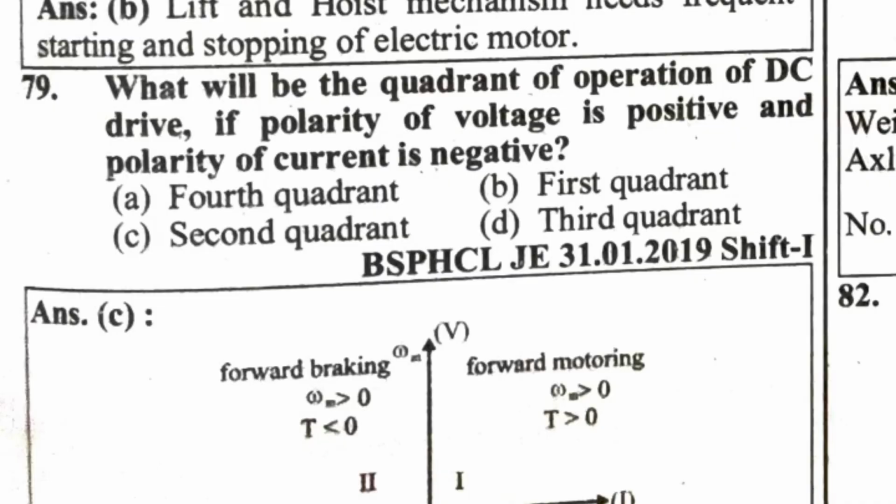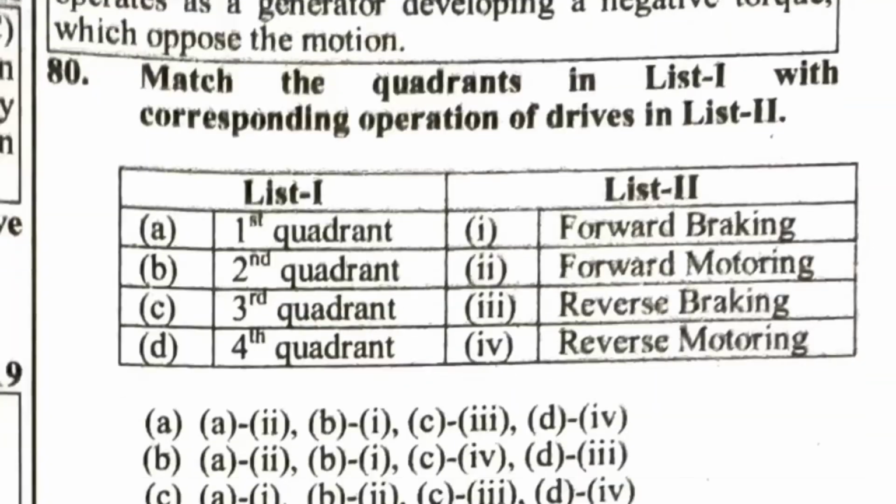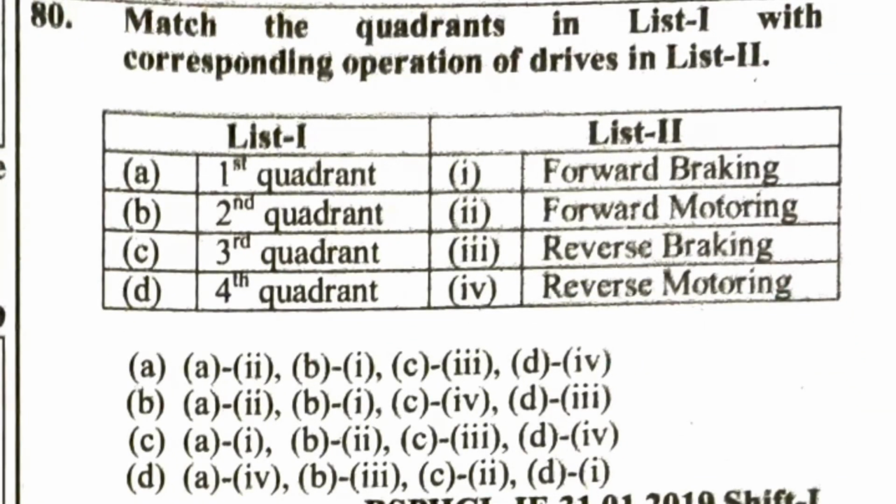What will be the quadrant of operation of DC drive if polarity of voltage is positive and polarity of current is negative? Second quadrant. Voltage positive, current negative. ठीक है, नेक्स्ट क्वेश्चन है, मैच द क्वाड्रांट इन लिस्ट 1 विथ कॉरस्पॉन्डिंग ऑपरेशन ऑफ ड्राइव इन लिस्ट 2. फर्स्ट क्वाड्रांट हो जाएगा आपका फर्स्ट क्वाड्रांट फॉरवर्ड मोटरिंग, सेकेंड क्वाड्रांट फॉरवर्ड ब्रेकिंग, थर्ड क्वाड्रांट रिवर्स मोटरिंग, फोर्थ क्वाड्रांट रिवर्स ब्रेकिंग.